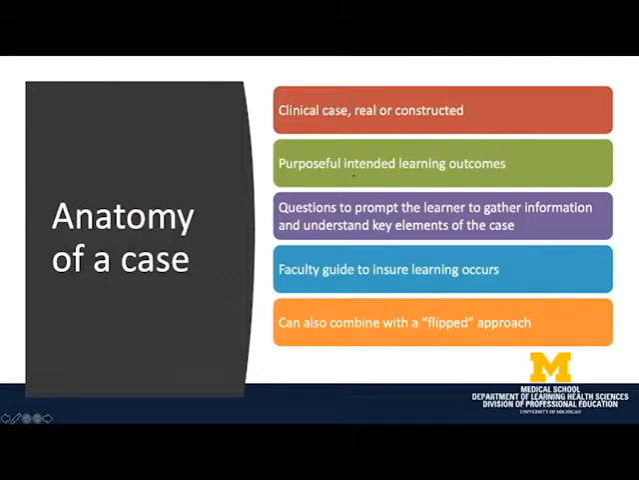As always, you want to come up with purposeful, intended learning outcomes as you're creating your case. And then the challenge is to think about good questions to prompt the learner to gather the information, and that then can help them understand the elements of the case. The faculty is really there to guide the learners to make sure that the learning occurs. The faculty really shouldn't turn into a lecturer.